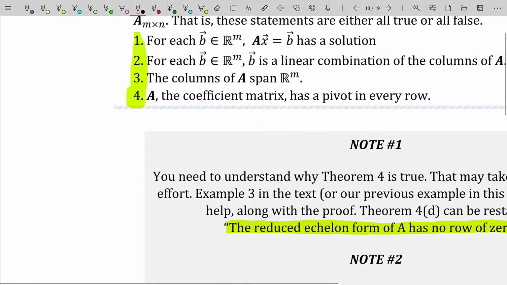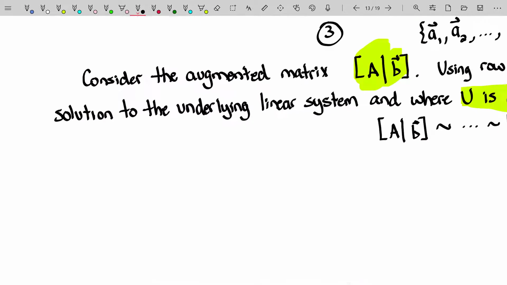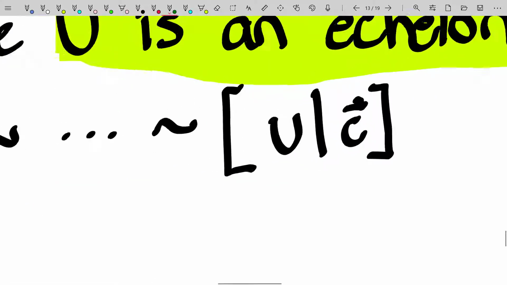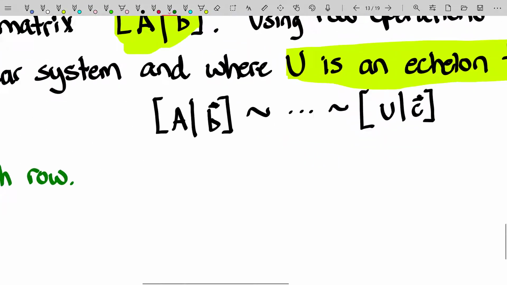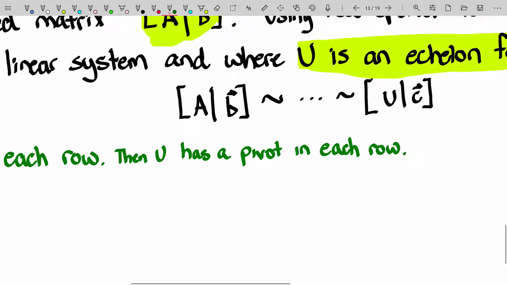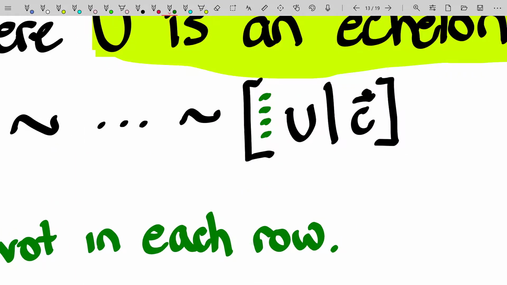All right, so let's assume that the coefficient matrix, our original coefficient matrix, has a pivot in every row. Well, if that's true, remember, U is just an echelon form of A, but the pivots don't change. So U has a pivot in each row as well. But if U has a pivot in each row, so row 1, 2, 3, all the way down to row whatever, it doesn't really matter, that means there's no room for a pivot in the augmentation column. That is, there's not a pivot in the rightmost column.